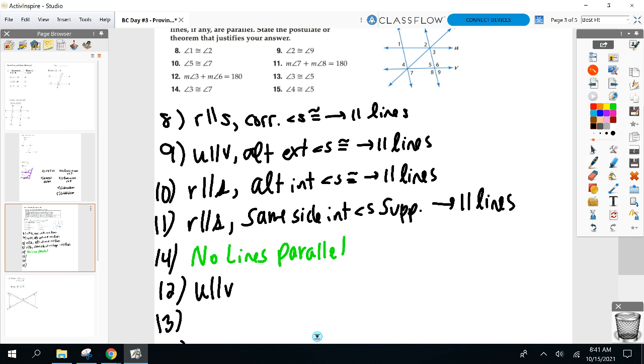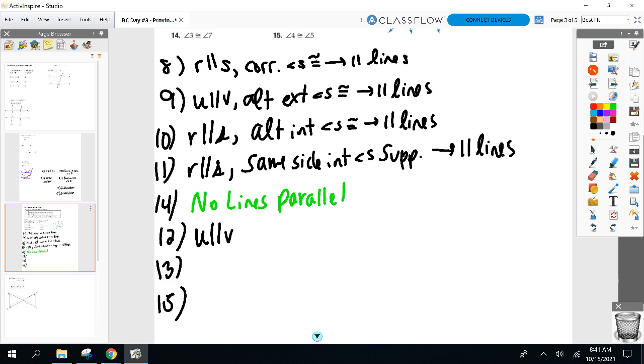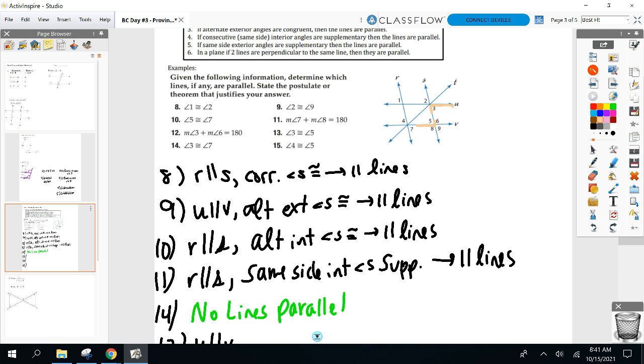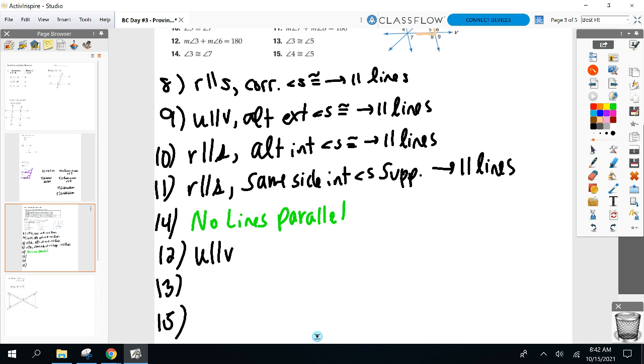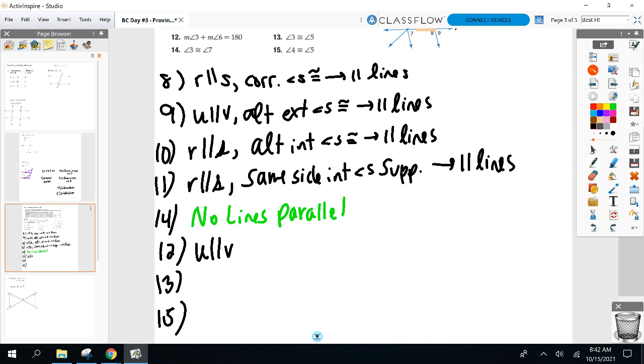They're same side interior. 13 was angles 3 and 5. What lines were parallel? Ready? Here's 3. Here's 5. They share, looks like they share S, right? They share a line S, so the parallel lines, the other sides, were U and V. What type of angles were they? So alternate interior angles, congruent, imply parallel lines.